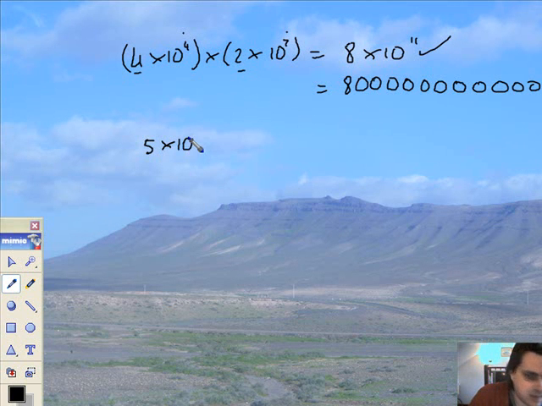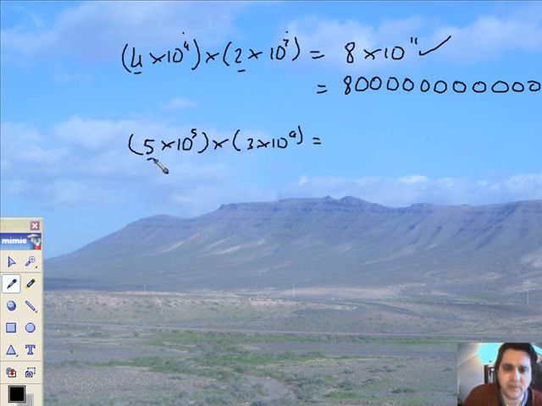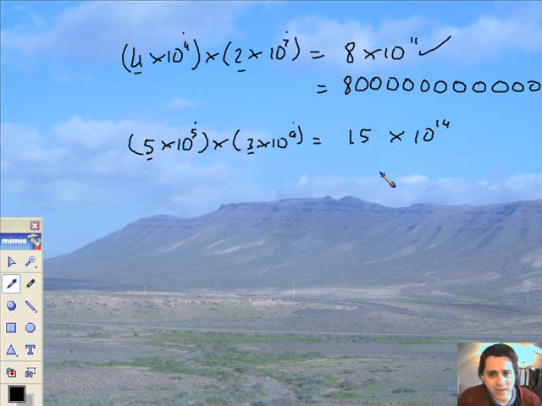5 times 10 to the power of 5, in a bracket, not required, times 3 times 10 to the power of 9. Here I go. 5 times 3 is 15, times 10 to the power of 5 plus 9, 14. Now, pause for reflection. That is not allowed as standard form. It's okay as it stands.